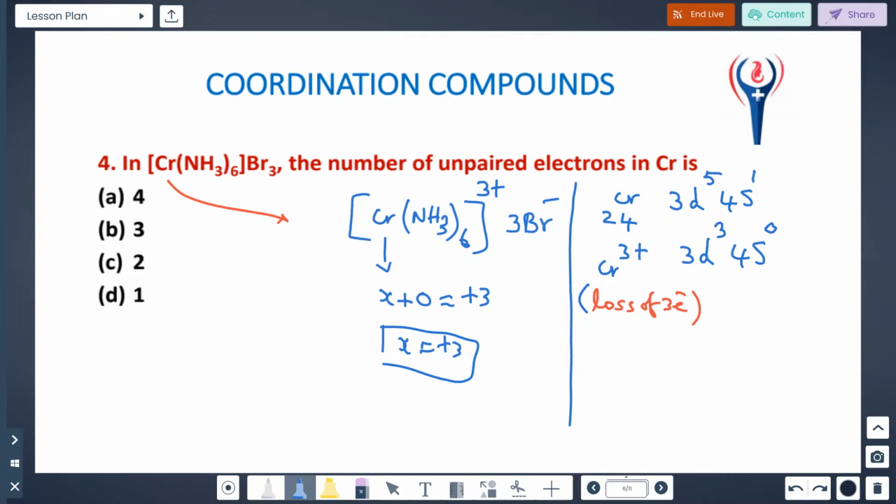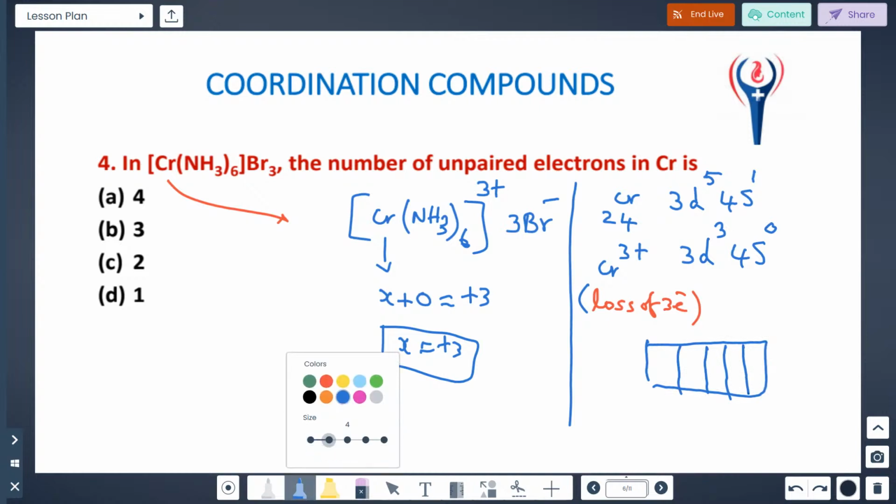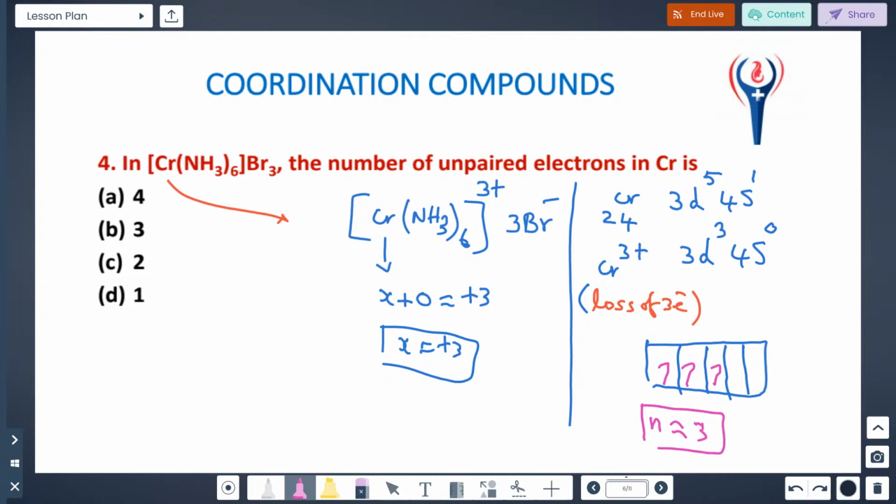Then you put the electrons in the orbitals. D means how many boxes? We have 5 boxes, 5 orbitals. How to fill? 3 electrons, so 1, 2, 3. They are asking only for the number of unpaired electrons, which is 3. Very simple. Among the options, B is the correct one. Atomic number is very important.